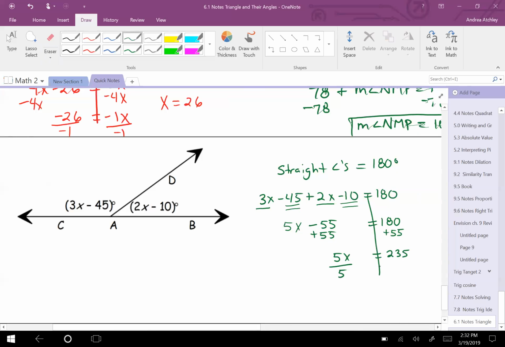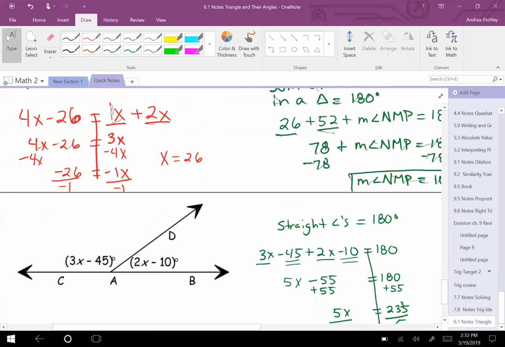Divide by 5. Okay, very good. 5 can go into 23 4 times, with 3 left over, 5 can go into 35 7 times. 47, not degrees. So 47 is what x equals. So you plug the 47 in and you can see what those angles are and make sure they add to 180. Okay.